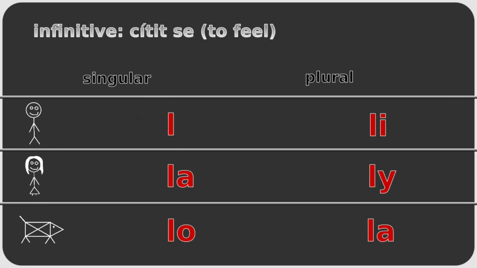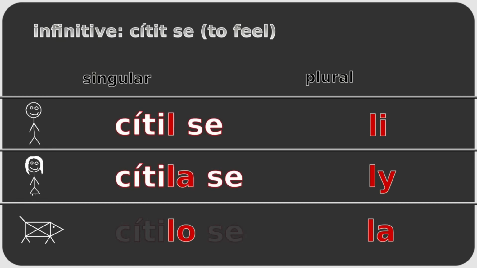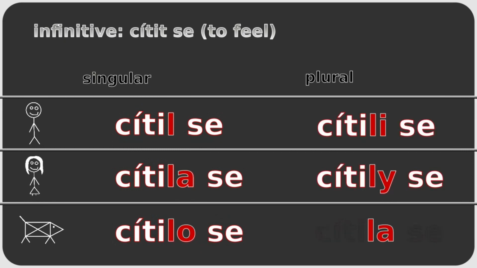"Cítit se," which means to feel, and here this is actually a reflexive verb, and that's why there is this "se" after the verb. In singular, "cítil se, cítila se," and "cítilo se." Plural, "cítili se" and "cítila se."